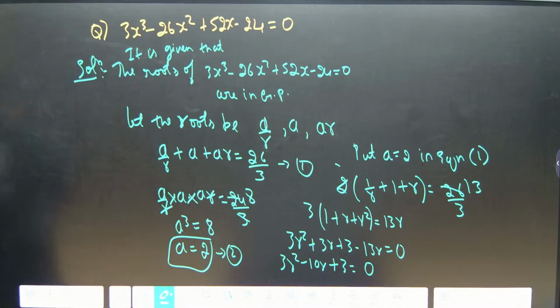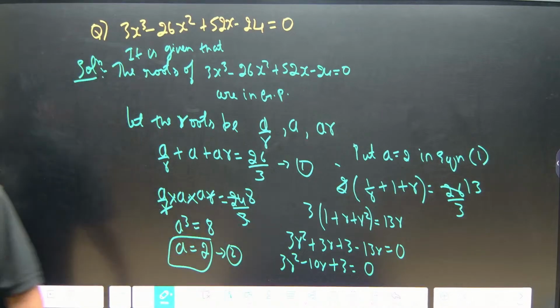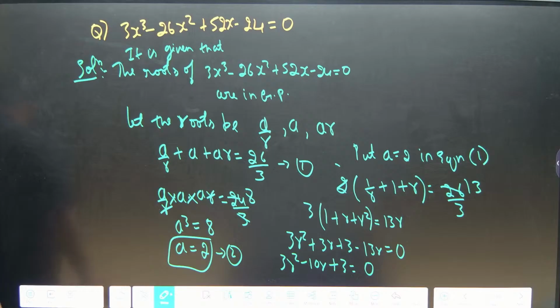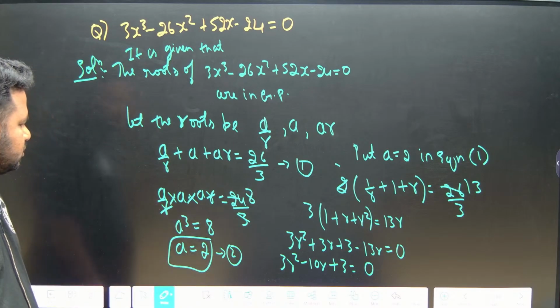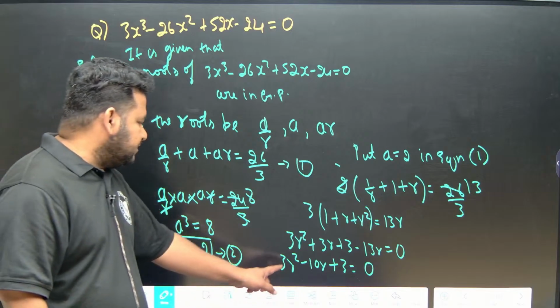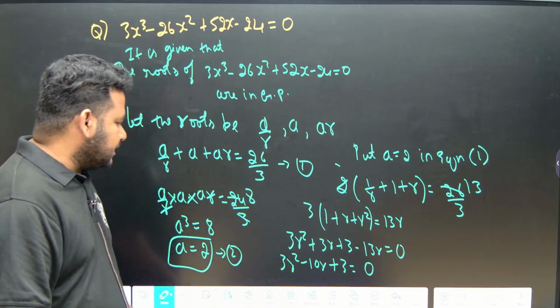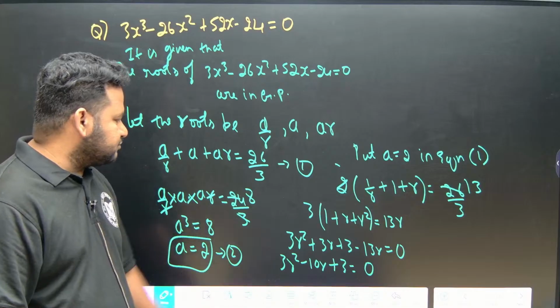This is what we will have: 3r square minus 10r plus 3 is equal to 0. Correct? So 3 threes are 9, and for minus 10r, I can take it as minus 9r minus r.